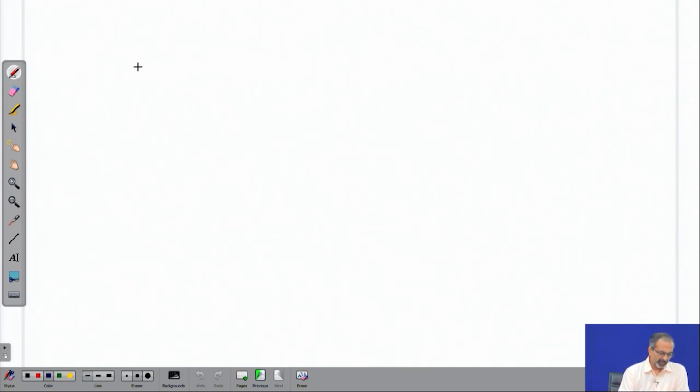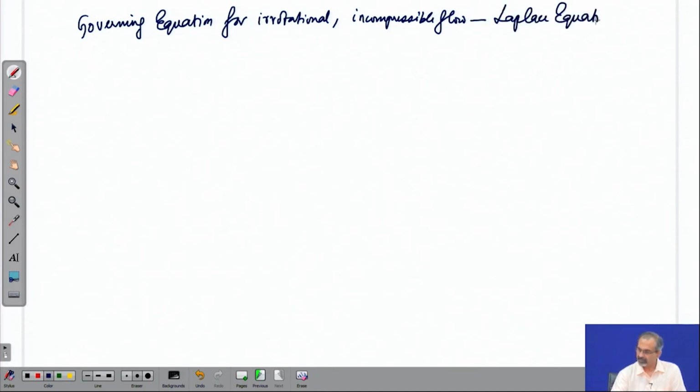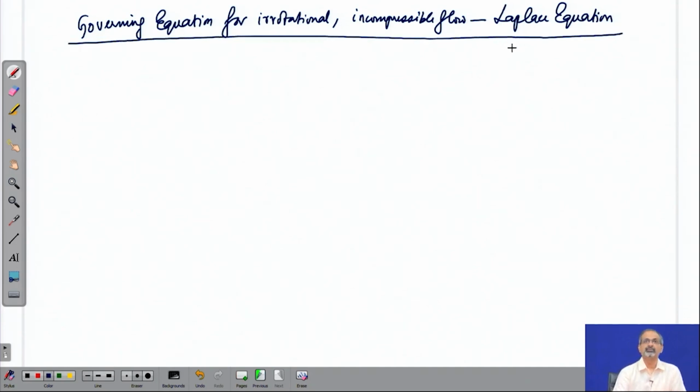Now, let us look at the governing equation for irrotational incompressible flow, by means of which we will be able to obtain information about the velocity field. This equation is called the Laplace equation.